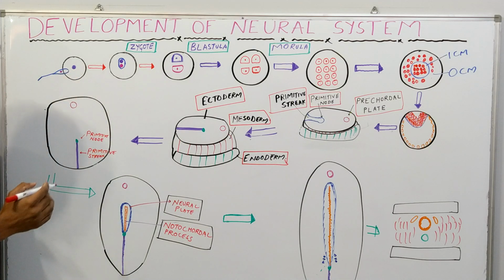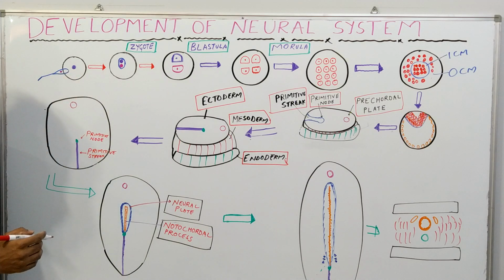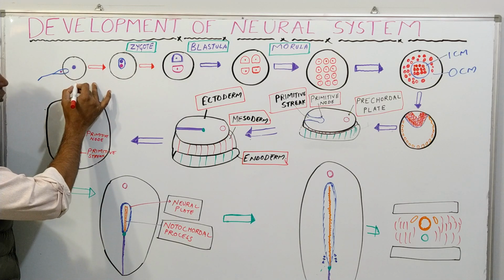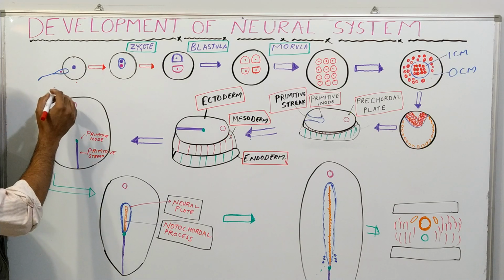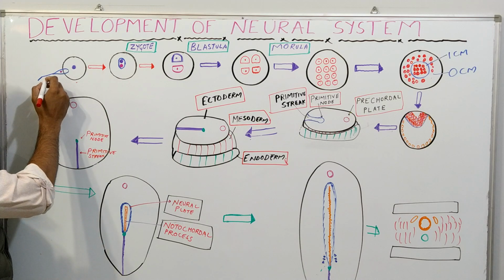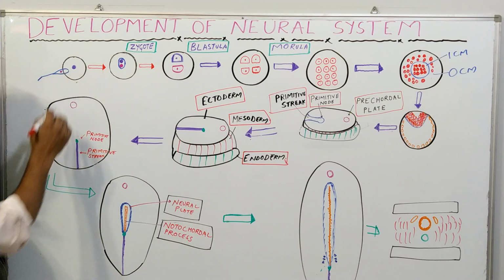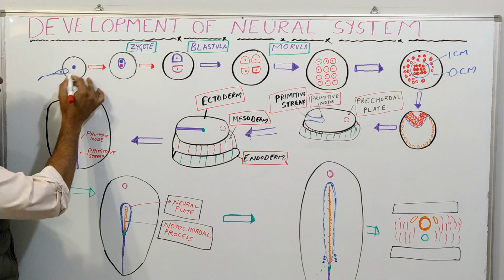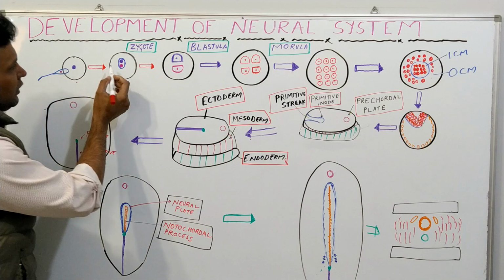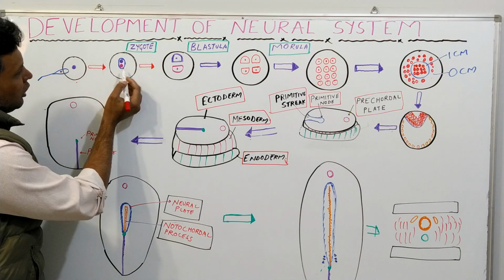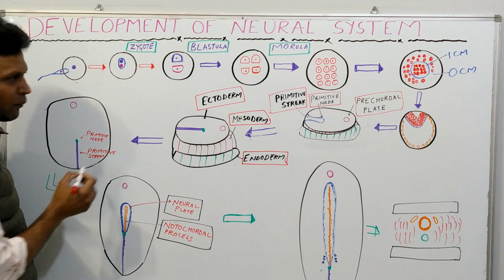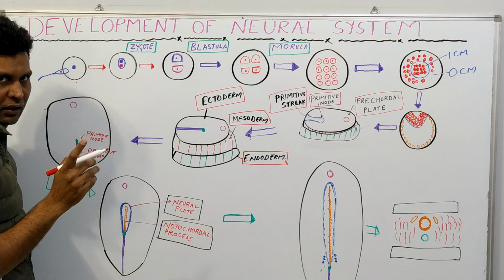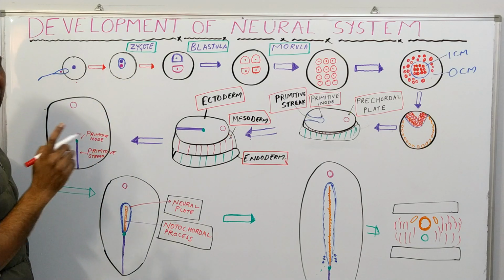We will go with the very basic concept. Suppose I start from fertilization. In fertilization, this is your ovum and this is your sperm. When the ovum and sperm fuse together, it is the formation of the zygote. This is the female pronucleus and this is the male pronucleus. I think everybody knows the concept of fertilization.